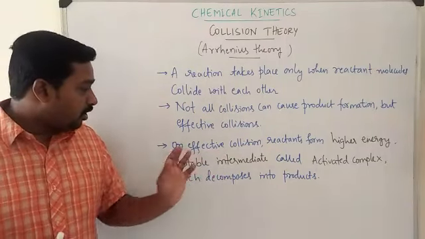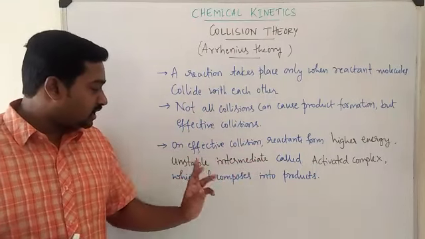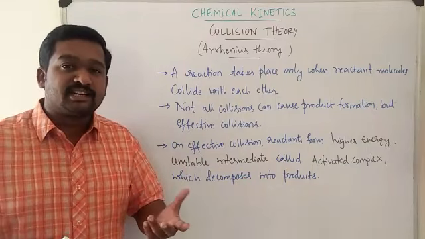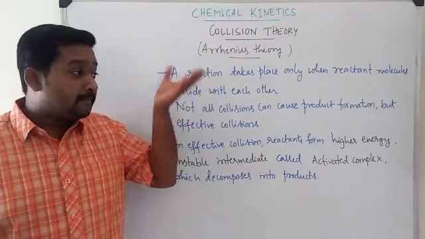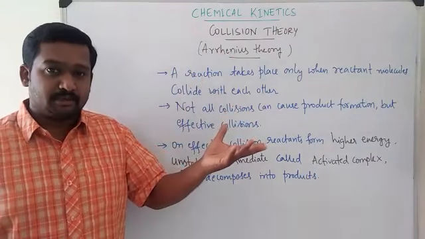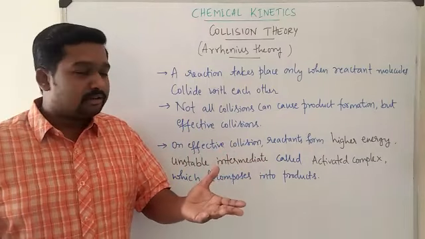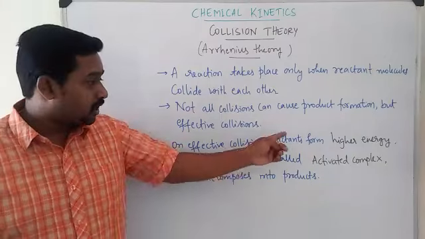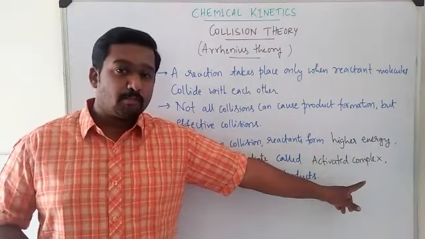Then, on effective collision, reactants form a higher energy unstable intermediate. So when they collide, they undergo excitation. They raise their energy to a higher level. That higher energy level will be unstable. We know this principle in chemistry, in science actually: when there is a higher energy for a system, it will be unstable. So it is a higher energy unstable intermediate, and it is called the activated complex.